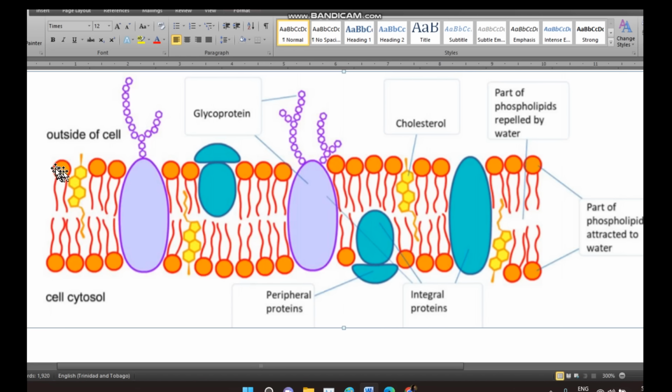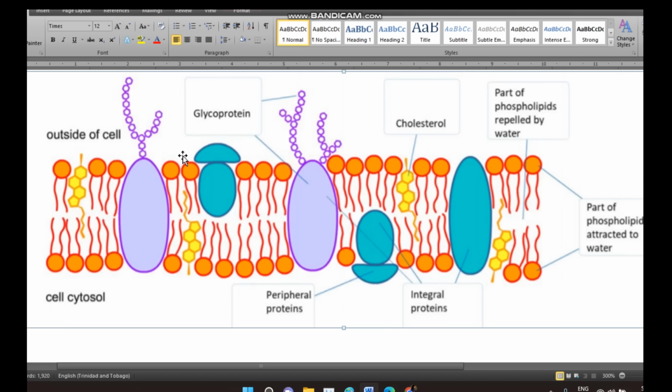These are the phospholipids. They have a phosphate head and they have fatty acid tails. This phosphate head here is hydrophilic, which means it likes water. And these fatty acid tails are hydrophobic, which means that they don't like water. This is basically what forms this double membrane structure here. This is what keeps them in this order.